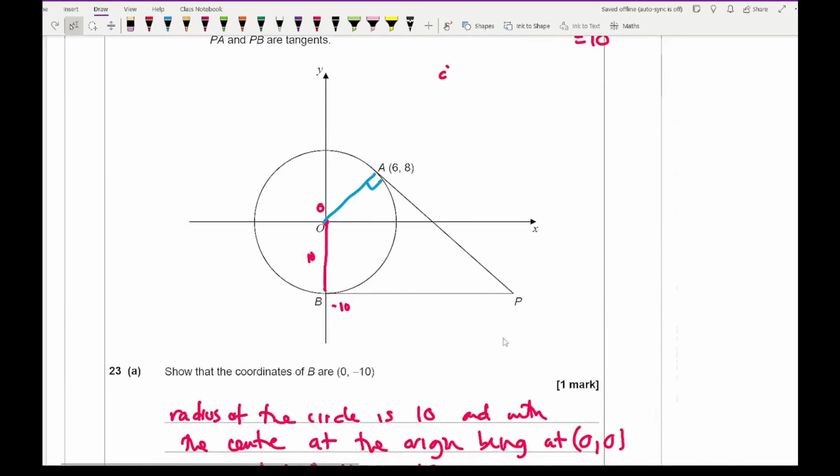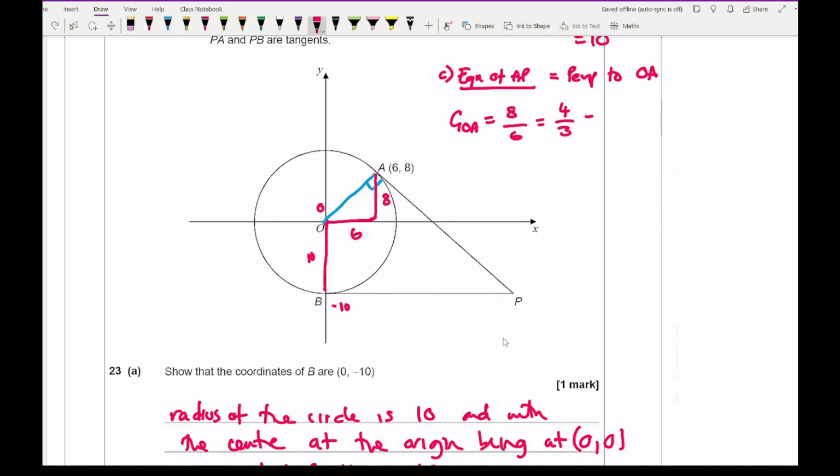So if I just label this as C, what we're wanting to know is the equation of AP. Now this is perpendicular to OA. The gradient of OA, if I draw a triangle using the coordinate, is going to be 8 up and 6 across. So it's going to be 8 divided by 6, which is 4 over 3. And so therefore the gradient of AP is going to be the negative reciprocal of 4/3, which is minus 3/4.